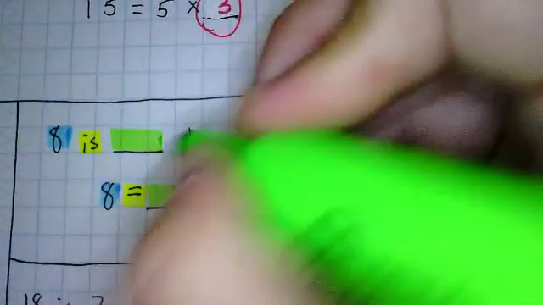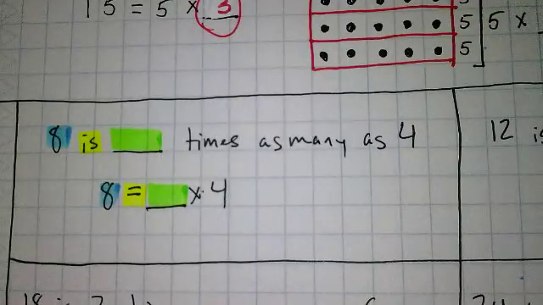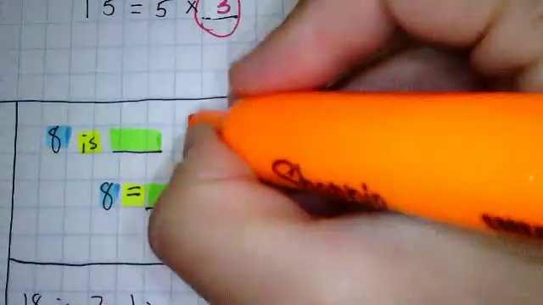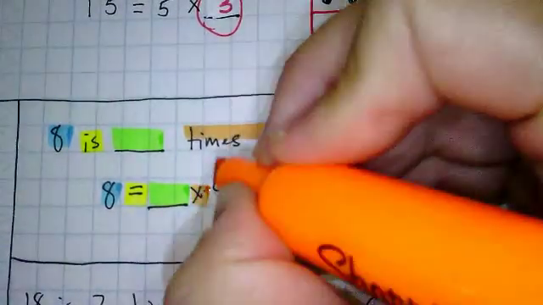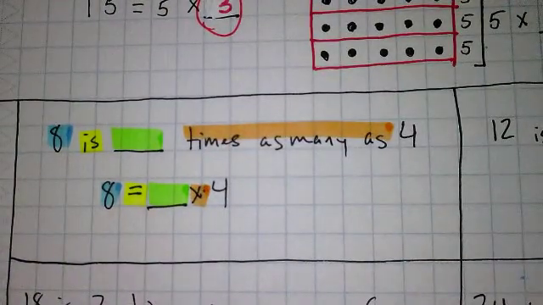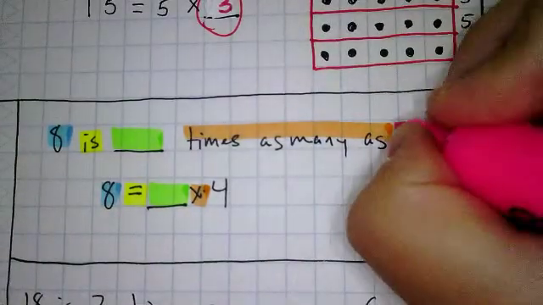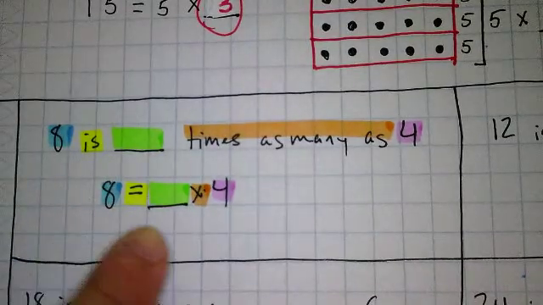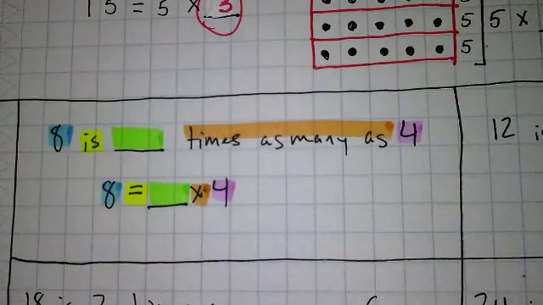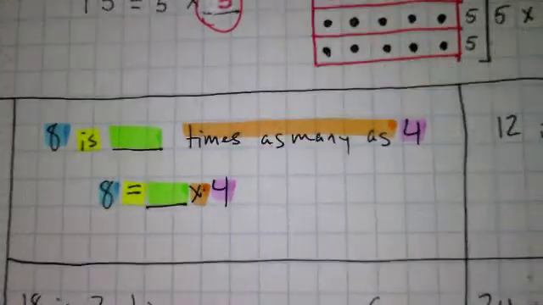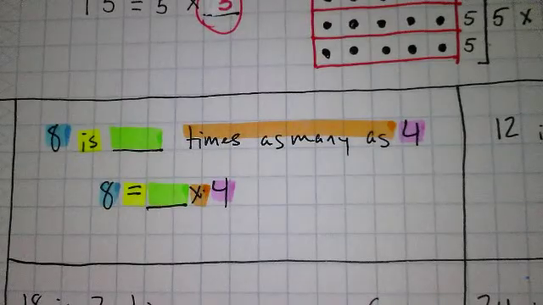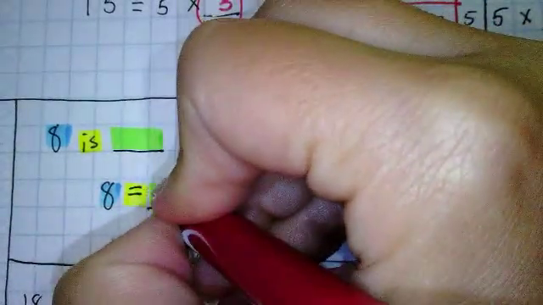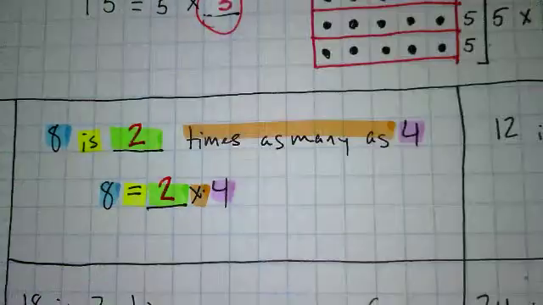Our blank will still be our blank, no matter what. Times as many as means multiplication. And then we have our 4. So it's saying 8 is blank times as many as 4 is just saying 8 equals blank times 4. So all you have to do is figure out what goes in that blank. 8 equals what times 4? Who knows? Anyone? Sebastian? 8 equals 2 times 4, so 8 is 2 times as many as 4.